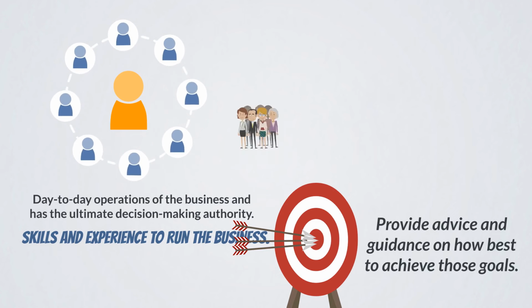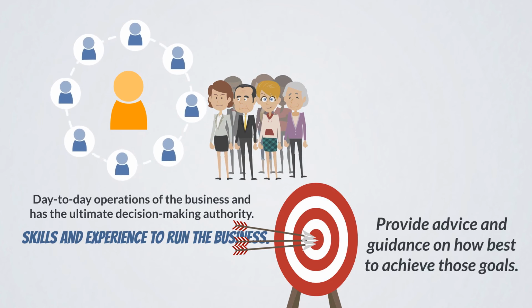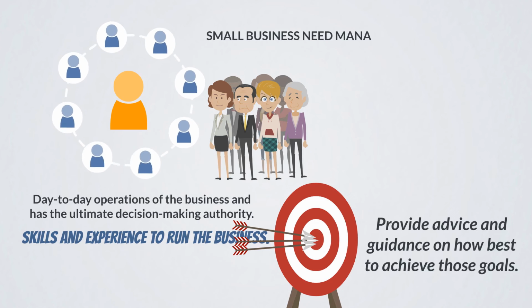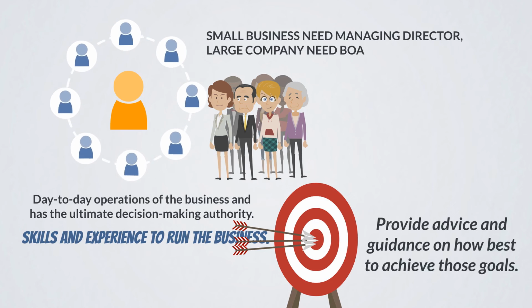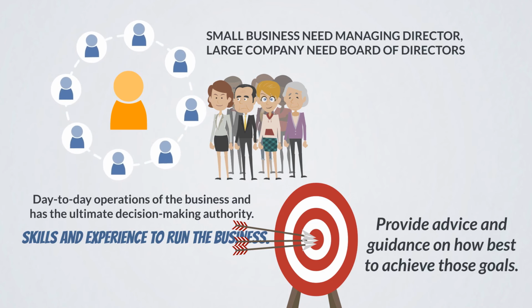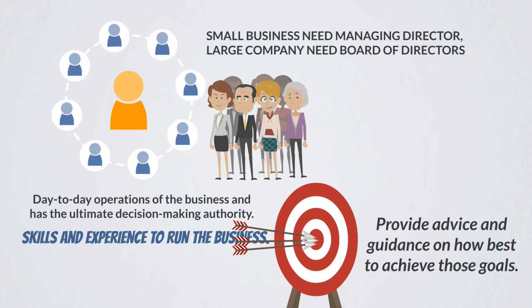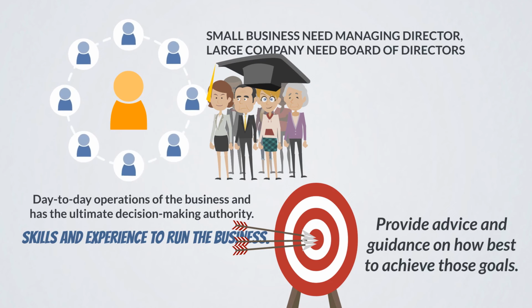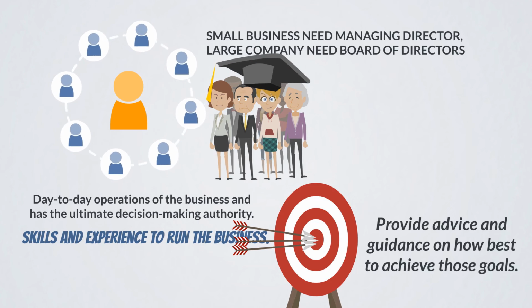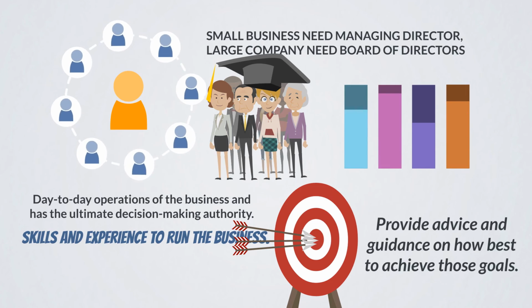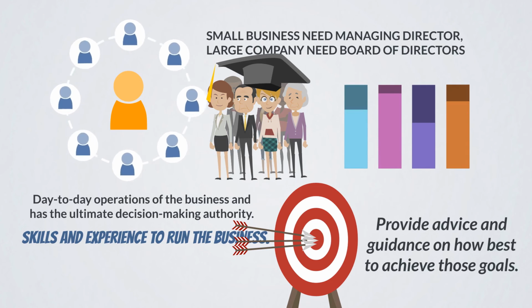The size and composition of the management team will vary depending on the type and size of business. For example, a small business may only need a managing director or CEO, while a larger company may require a board of directors. When putting together your management team, it is important to consider both their individual skills and how they work together as a team. A good management team should be able to complement each other's strengths and weaknesses.